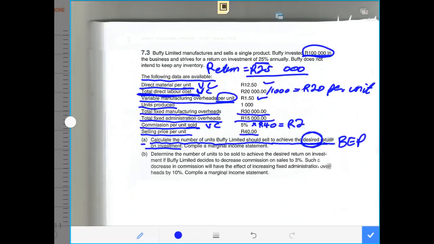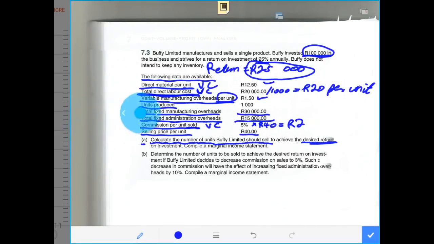Also be mindful that we are not just calculating the break-even point, but we are calculating the break-even point taking into account the desired return on the investment, because there was a return that the owner expects to get out of the 100,000 that he has invested. That expected return is 25,000 rands. So we always take the expected return into account whenever we calculate the break-even point and we are provided with the expected return.